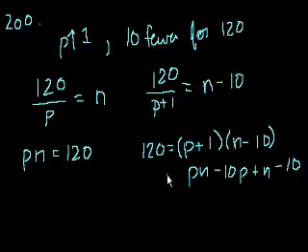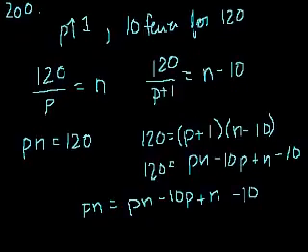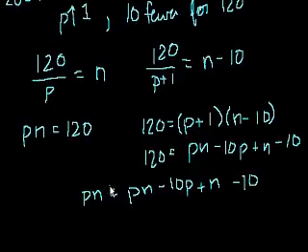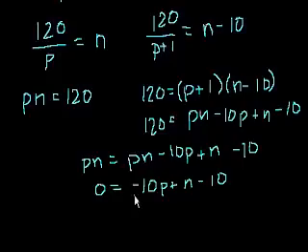Both of these are equal to 120, so we could set them equal to each other. PN is equal to PN minus 10P plus N minus 10. Let's see if we can make any headway here. I can subtract PN from both sides, so I get 0 is equal to minus 10P plus N minus 10. Then I add 10P to both sides, and I get 10P is equal to N minus 10.